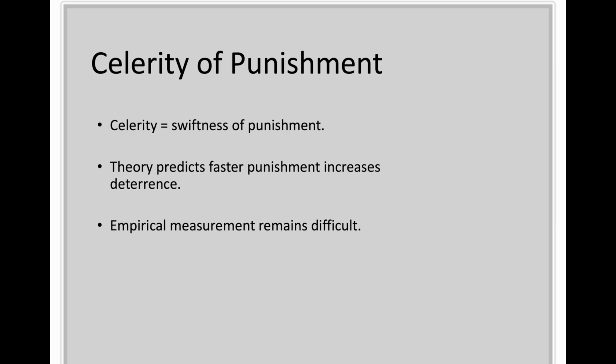Despite these challenges, some modern policies have attempted to emphasize celerity. One example is swift and certain sanctioning models. Programs such as Hawaii's HOPE probation model attempted to create rapid, predictable responses to probation violations. The idea here was straightforward, that minor violations would produce immediate sanctions rather than delayed or inconsistent punishments. The theoretical assumption was that certainty and swiftness together may be far more effective than extremely severe punishments delivered inconsistently. This reflects a broader shift in modern deterrence thinking. Predictability may matter more than harshness, and again, this traces directly back to Beccaria.